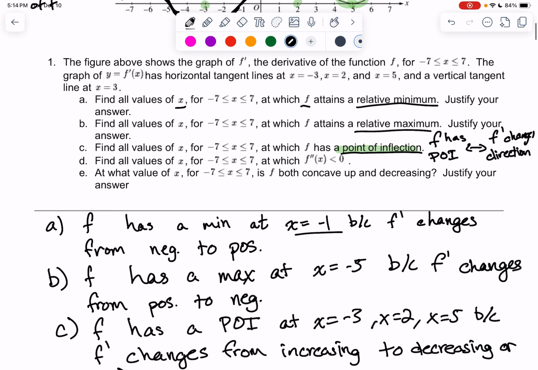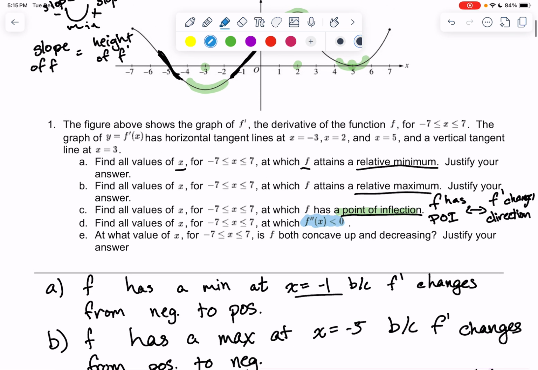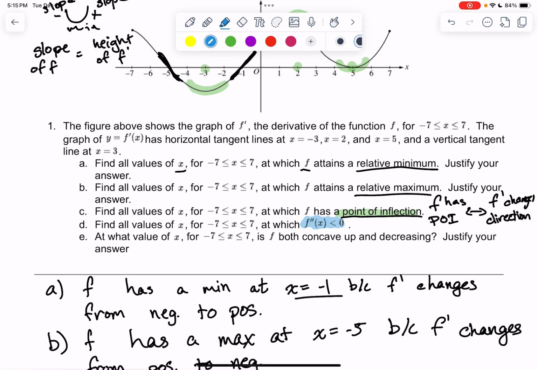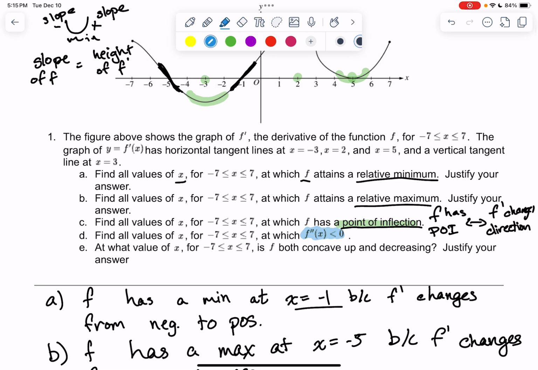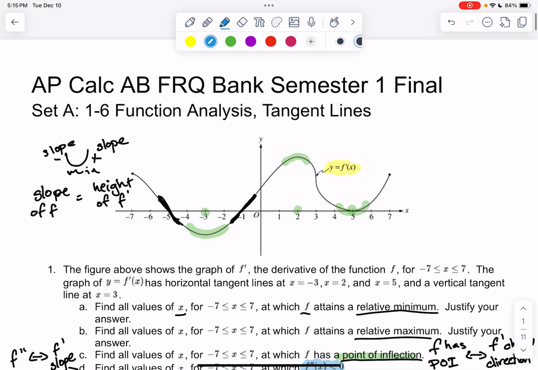All right, now let's look at part D. What's it asking for in D? When f double prime of x is less than 0. So when is it concave down? It's very similar. If we're looking for f double prime and we're looking at f prime, then we're looking at the slope. That's another way to say that. So for part D, f double prime is the same as f prime's slope. If we want it to be less than 0, then we want to see where there is a negative slope. That happens for this first interval from -7 to -3, and then again from 2 to 5.